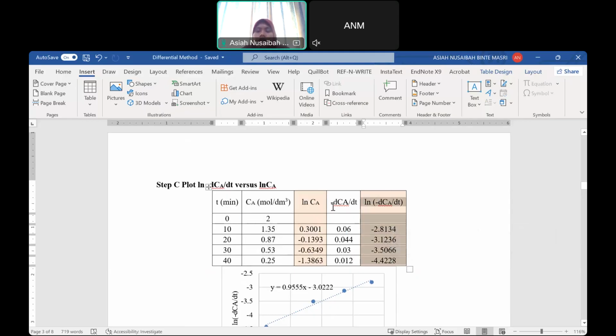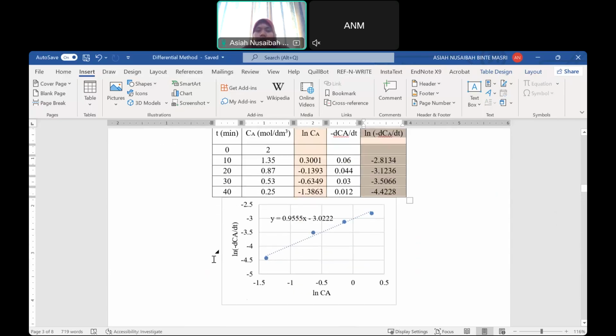Okay, we get the value of minus dCA over dt from the graph, then we calculate the ln value as the y-axis. So when we plot, the y-axis is ln of minus dCA over dt, and our x-axis is ln CA. From there, you can find the value of the slope and also the intercept. In my case, since I use Excel, I directly get the value.